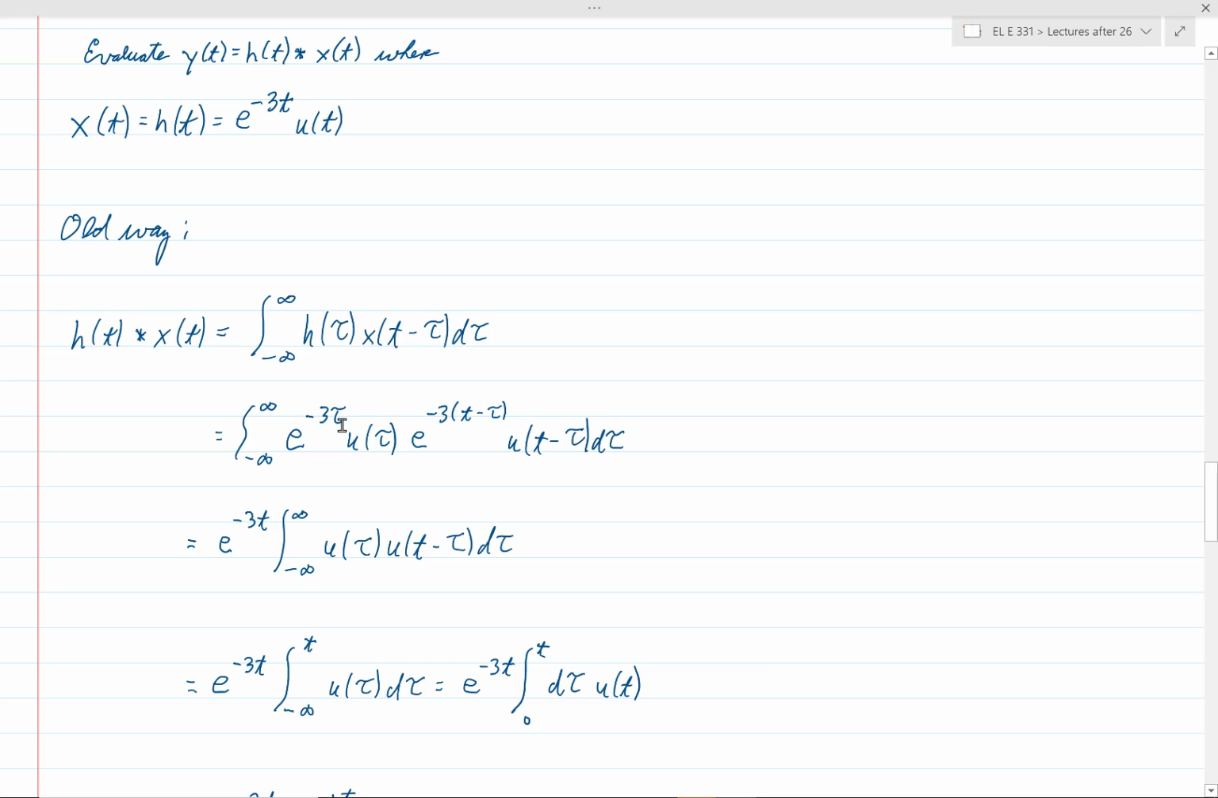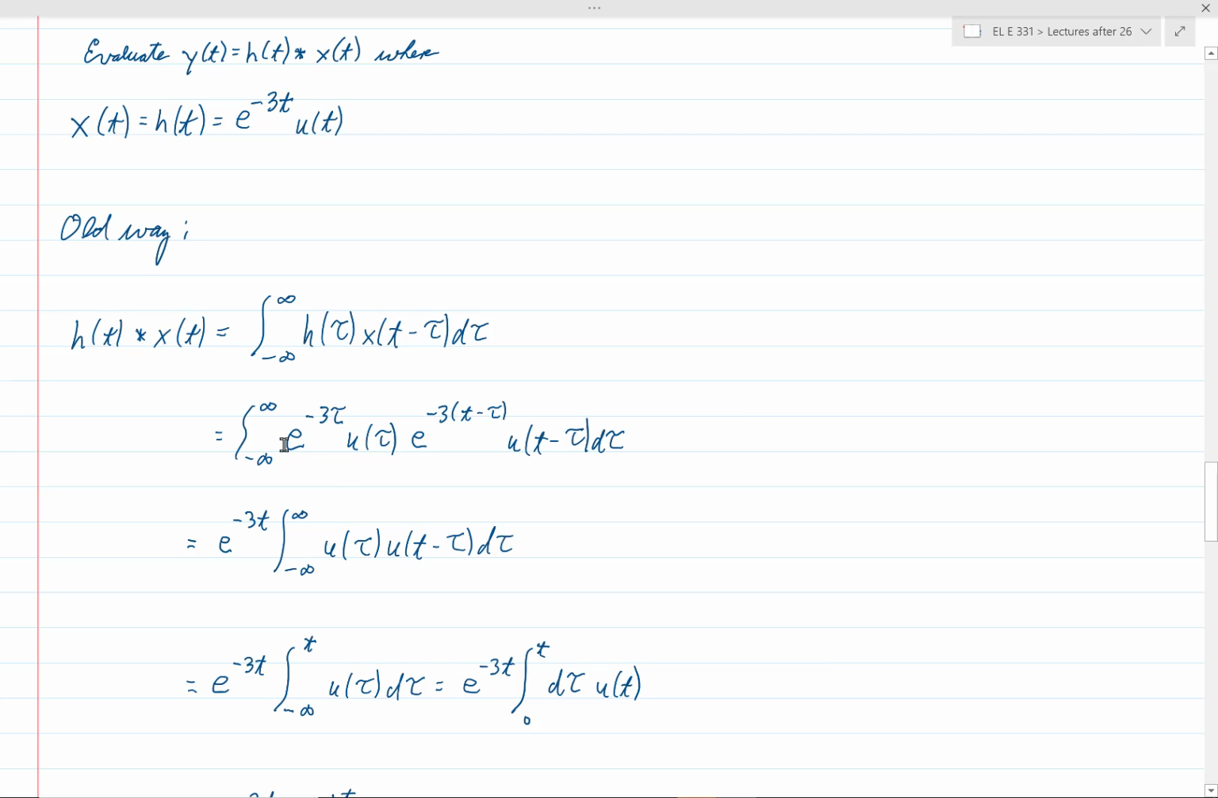So when we go ahead and substitute for h and for x, this is what we get. And this is one of these cases where we have to be very careful. So let's look at it step by step. Well, one thing we notice right away is that from this term right here, we have e to the negative 3t. Now keep in mind, we are integrating with respect to tau, not with respect to t. So that e to the minus 3t can come outside of the integral like this.